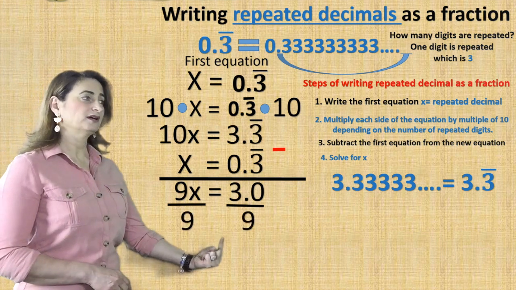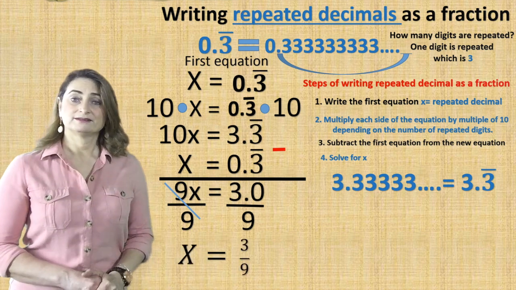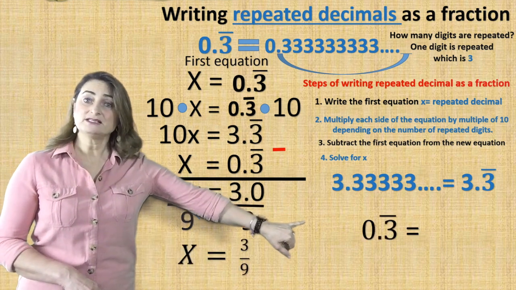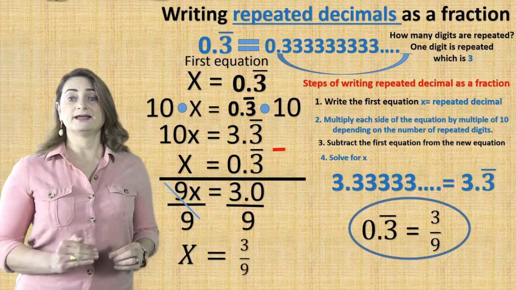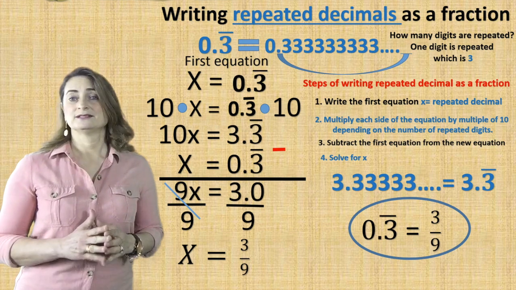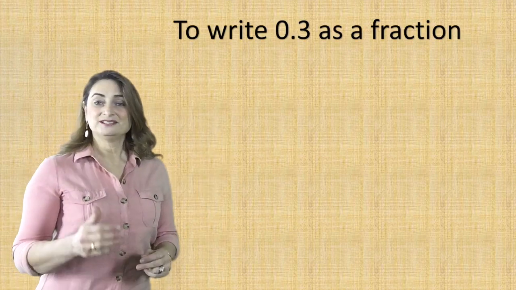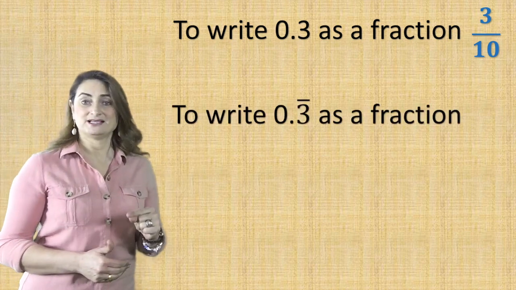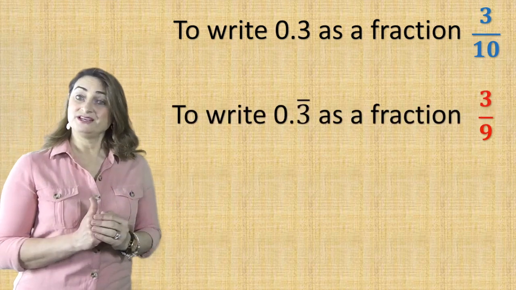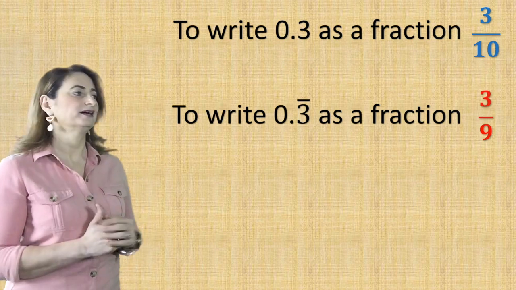So divide by 9, divide by 9 gives you x equals 3 over 9. Because x is the repeated number, 0.3 repeated equals 3 over 9. And that's how you write a repeated decimal as a fraction. Let's review what we already know. To write 0.3 as a fraction, it's 3/10, which means 3 over 10. But to write 0.3 repeated as a fraction, you end up with 3/9 because you had to subtract that 1x and then divide by 9.